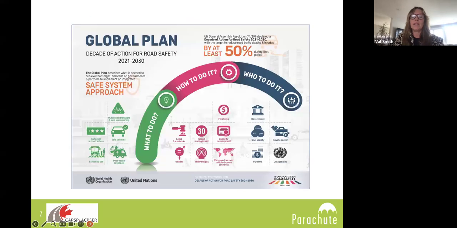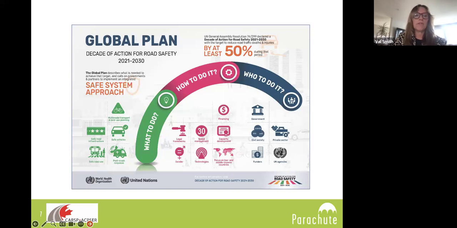Next slide, please. The Global Plan is a strategic document that guides the rollout of the global decade. This is a really great visual. It was designed by the United Nations and the World Health Organization. This visual describes what is needed to achieve the targets. How do we do it, and who should be doing it? And as you can see in the left-hand corner, there's a real focus on the safe system approach. As many of you know and are aware, the safe system approach aligns very well with the work we're seeing across our own country, such as Vision Zero and Complete Streets.